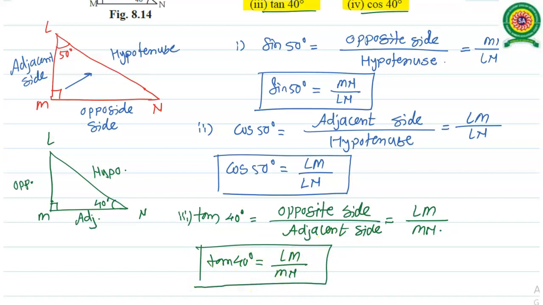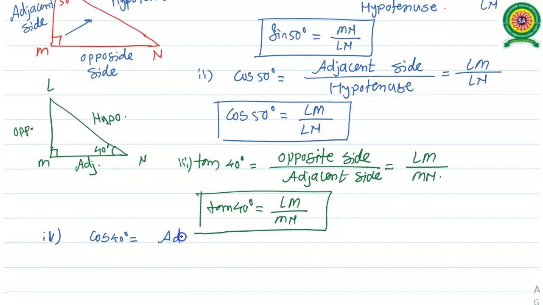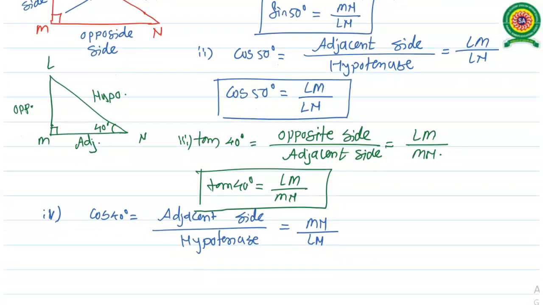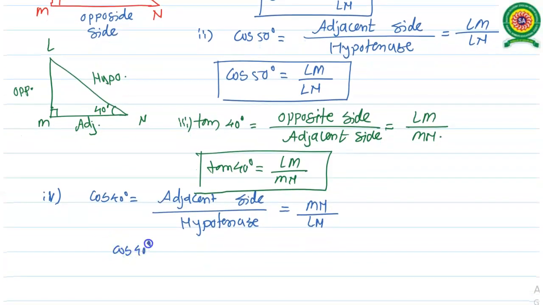Now look at the fourth trigonometric ratio. We have to evaluate the value for cos of 40 degree. The basic formulation for evaluating the cosine of an angle is the adjacent side to the hypotenuse. The adjacent side of the 40 degree angle is MN, and the hypotenuse is LN. So the value of cos of 40 degree is MN divided by LN.